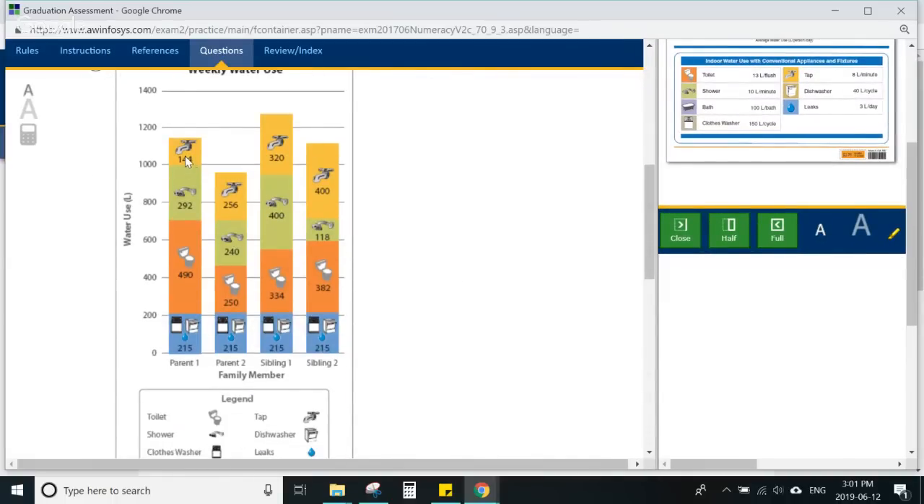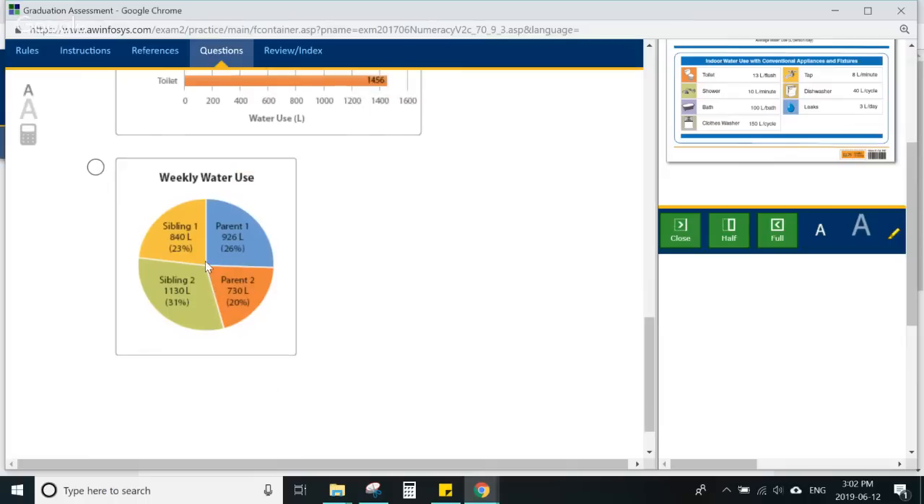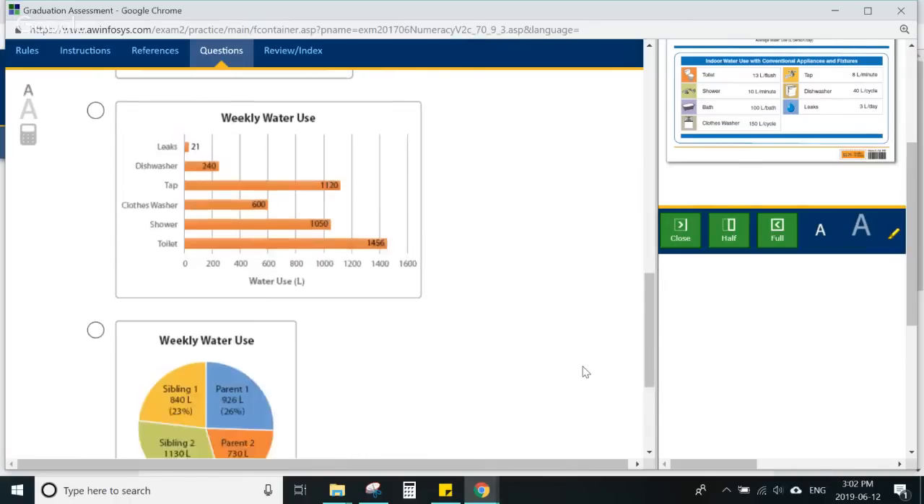This graph does a good job of breaking down each of the utilities or appliances used, and each person as well as their water use. We see sibling 1 is using the most, and a good chunk of that is in the shower, 400 liters in the shower. That's pretty significant. This one's good at showing us where each of the appliances are using their water, but it doesn't relate to each person. This one has each person's water use, but doesn't necessarily relate to the appliances. So the answer here is this graph here.